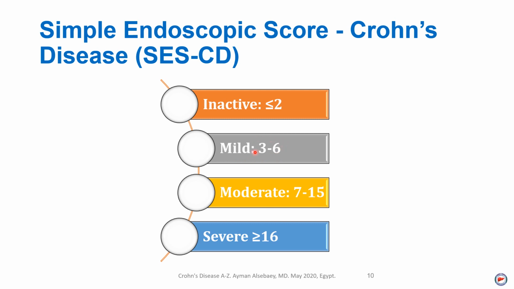Mild disease is 3 to 6, moderate disease 7 to 15, and inactive disease, you may have normal mucosa or trivial findings. So inactive is considered when it is less than or equal to 2. Again, the simple endoscopic score is very easy to do and it can be used for assessment of the disease and confirmation of remission. If it is less than 2, the patient will be in remission.